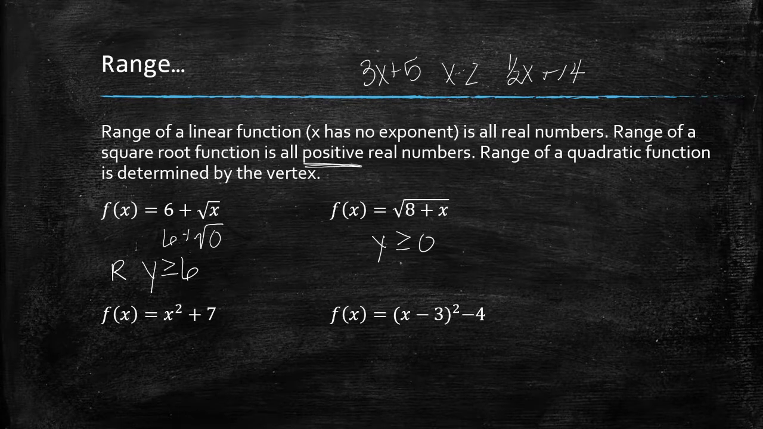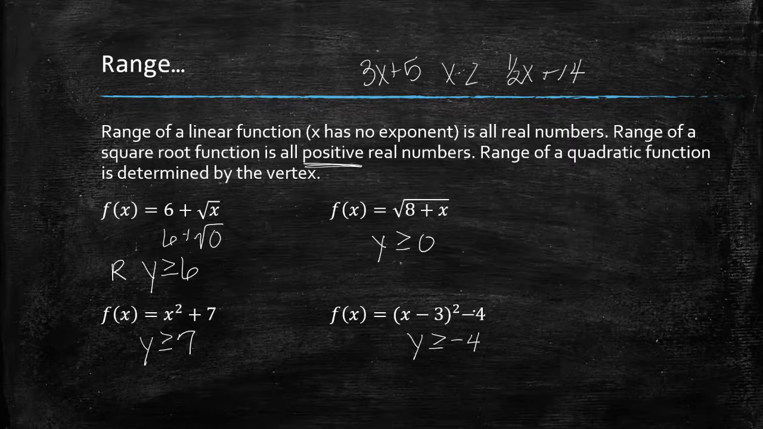So this first one here, your range is just going to be greater than or equal to 7. Your parent graph is x squared. By adding 7, you move the graph up 7. Therefore, the vertex is going to be at 7 and go up from there. The second one, your range is going to be greater than or equal to -4, because this moves the vertex down 4, therefore my range is going to be higher than that.